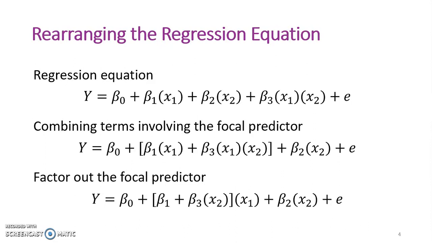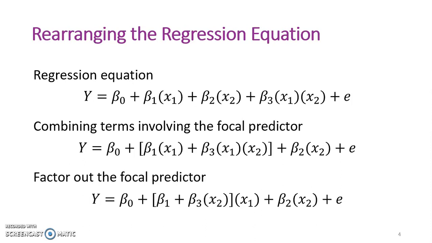We can see this a bit more clearly when we rearrange the regression equation. If we take a look at the top regression equation, this is the one that we just looked at. We've got three slope coefficients relating the two predictors and the interaction between the predictors to the outcome. We can rearrange this equation and combine some of the terms that involve what we term the focal predictor. This is the predictor of interest, and the moderator would be the variable for which levels of the focal predictor influencing the outcome vary. So the focal predictor here is x1.